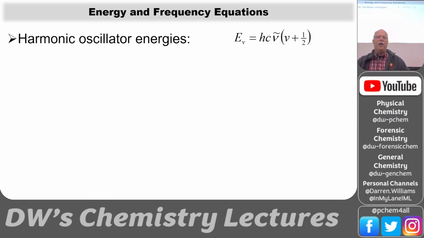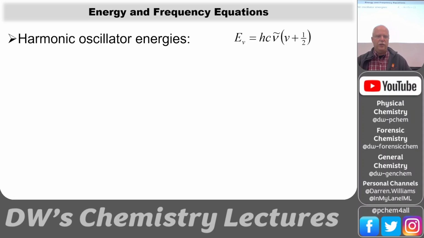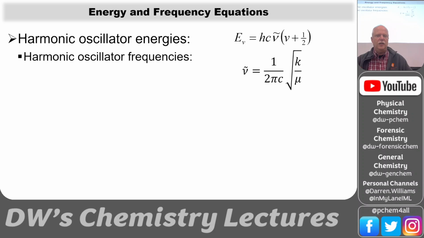So these are the harmonic oscillator energies with V and nu. These are the frequencies. You may look at that energy equation and say, I don't see mass in that equation. I don't see the length of the box or anything like that. I just see the vibrational frequency. Well, it's because that constant has other constants buried in it.